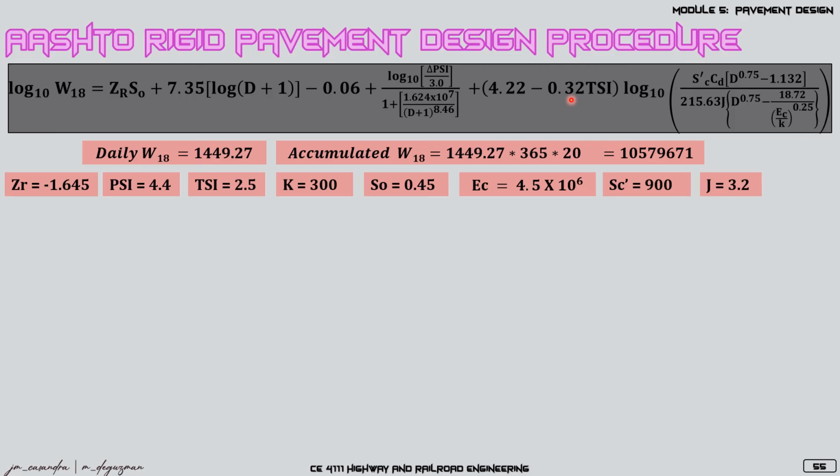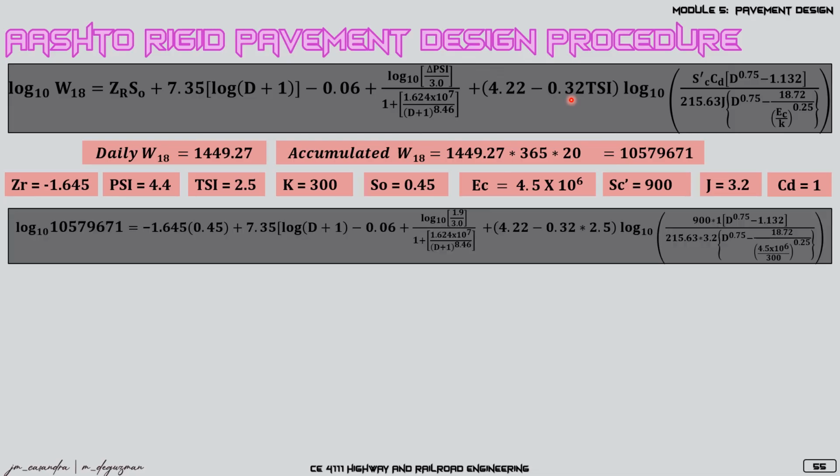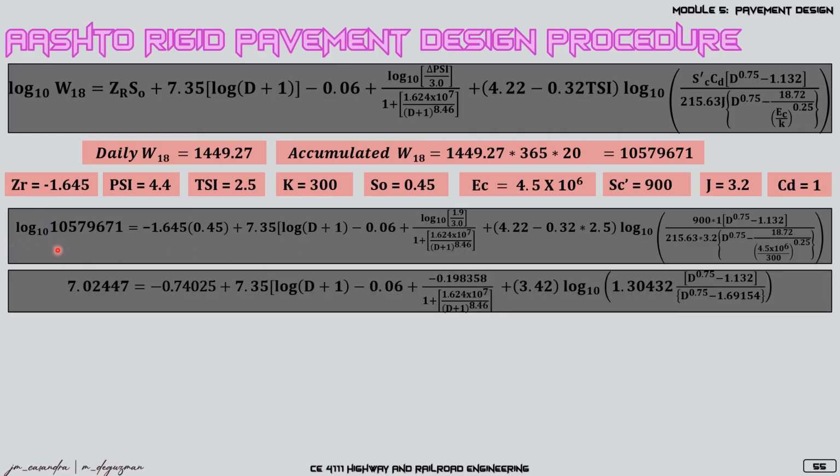Rupture is 900. Load transfer is 3.2. And drain coefficient is 1. So substituting now all our values in our rigid pavement equation, we can simplify our equation. So log of 10,579,671 is 7.02447. So we have here our long equation.